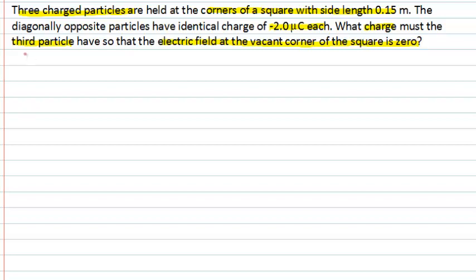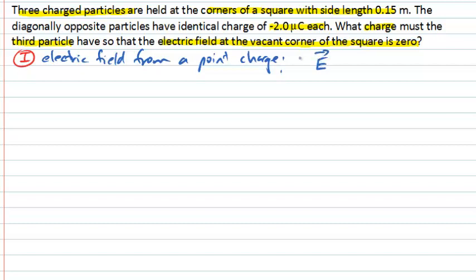So let's begin by quickly interpreting what this question is really involving. This question is involving, as we mentioned, the electric field from a point charge. And there's an important point to remember with electric field, that is that the electric field is a vector. And in this case, we really want to add up some electric fields to give zero at some particular location. So that vector nature of the field is going to be quite important.